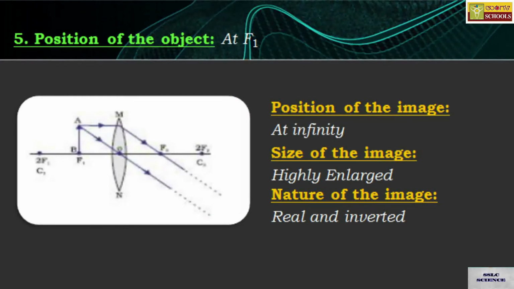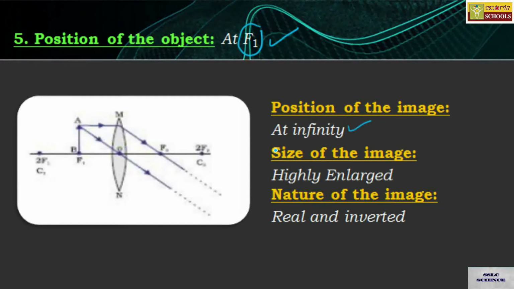The next position of the object is at F1. Once you place the object at F1, the first principal focus, the image is going to shift to infinity. This is the exact opposite of the first case.